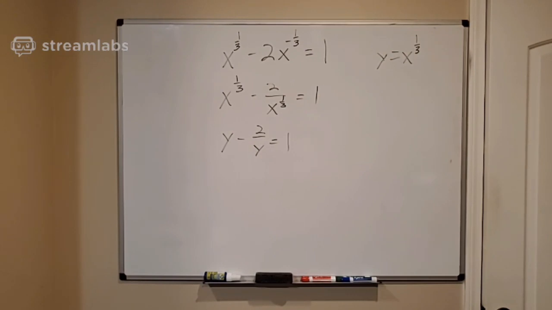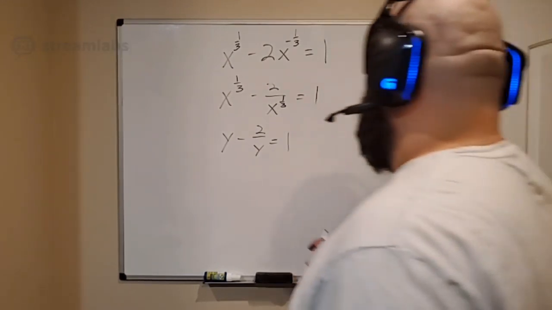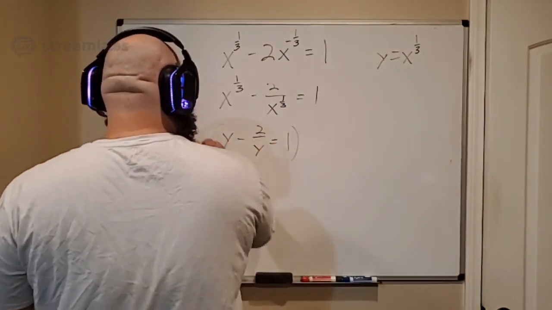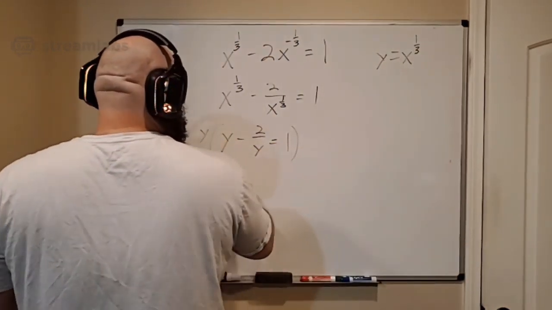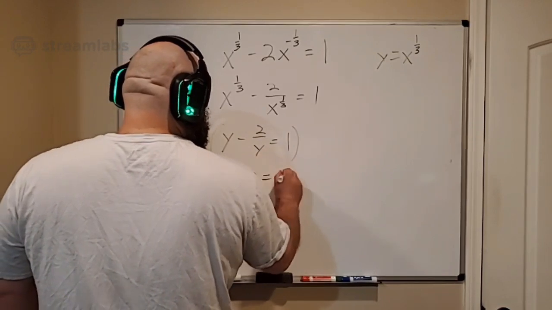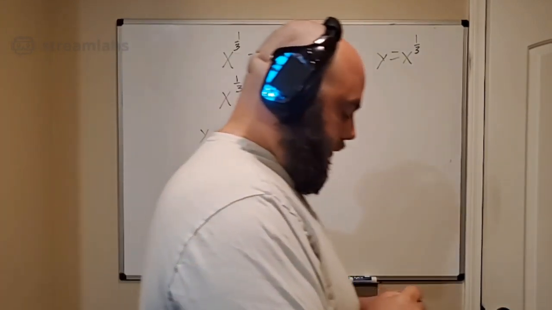If you have a fraction and you want to get rid of it, and it's usually a good idea to get rid of fractions because they complicate things, you multiply through by the denominator. I don't care what the denominator is. In this case, it's a y. It's fine. I'm going to multiply everything by y. Give me y squared minus 2 equals y. And how do I solve y squared minus 2 equals y?